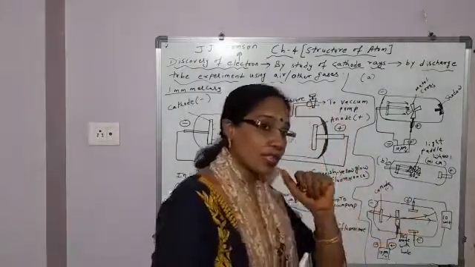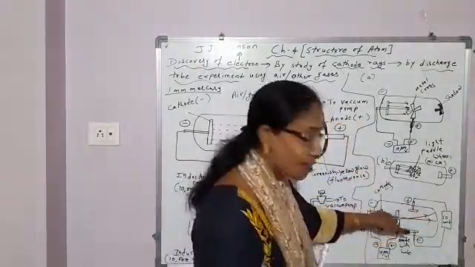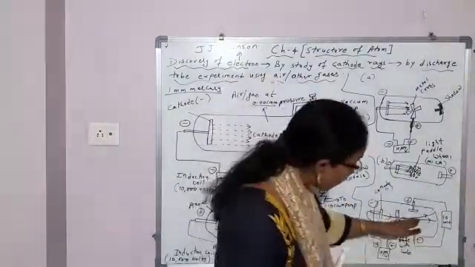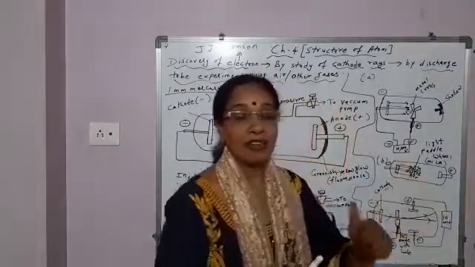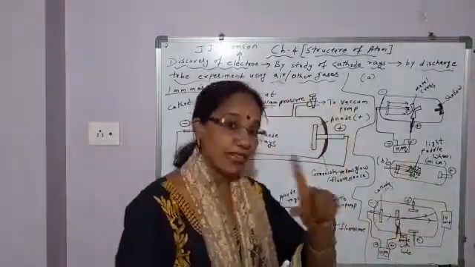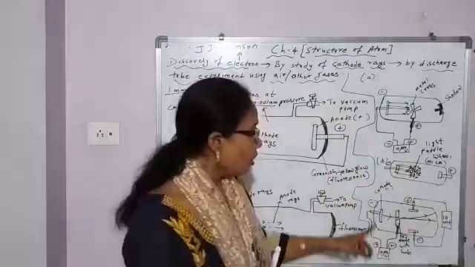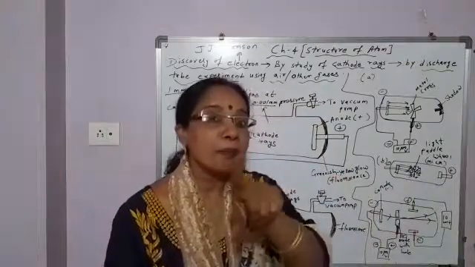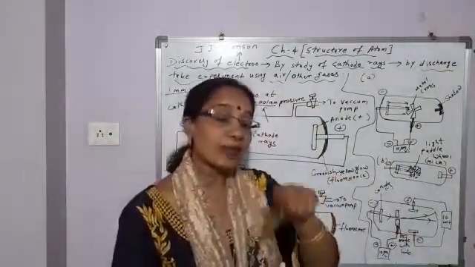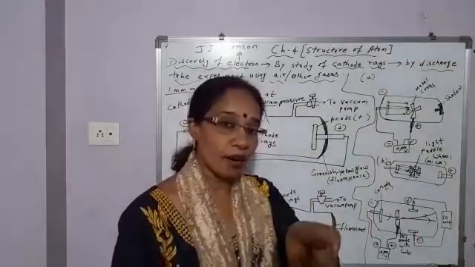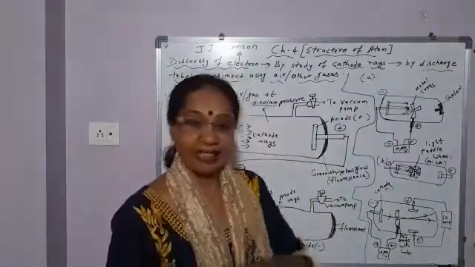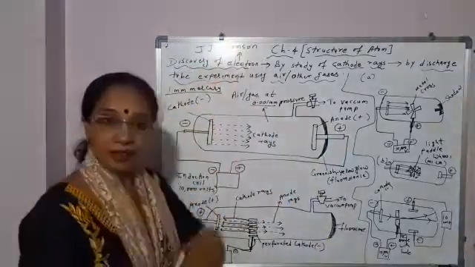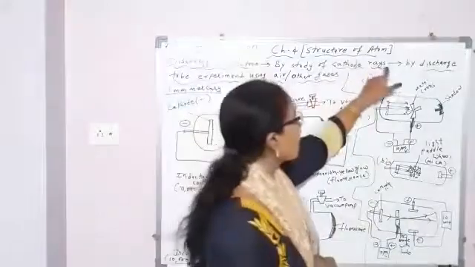Why did they deflect towards the positive plate? It means these cathode rays are made up of some negatively charged particle. So they deflected towards the positive plate of the electric field. So the third property: cathode rays are made up of negatively charged particles. And what was that negatively charged particle? That was the electron. And this way the electron was discovered by J.J. Thomson. How? By the study of cathode rays.